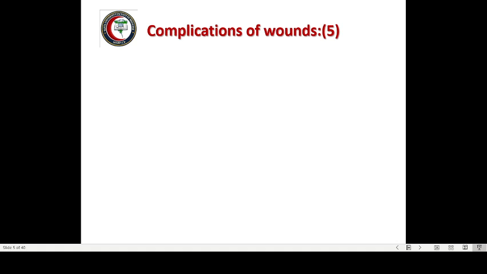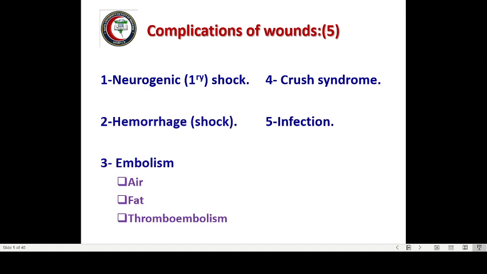Complications of wounds. We also want to give a hint about complications of wounds. We have 5 main complications which you studied in a separate lecture before. We have neurogenic shock. It may be either sympathetic or parasympathetic shock. We have hemorrhage causing hypovolemic shock. We have embolism, and in embolism we have different types: air, fat, and thromboembolism. Air embolism is divided also into arterial and venous air embolism. We have crush syndrome, and infection of the wound.